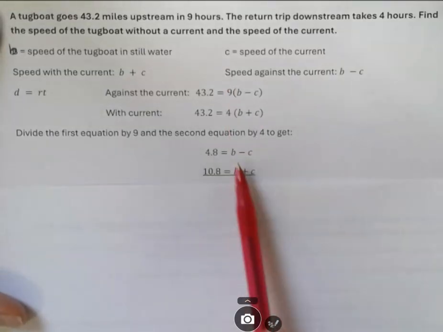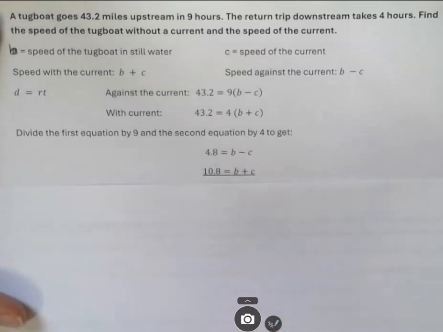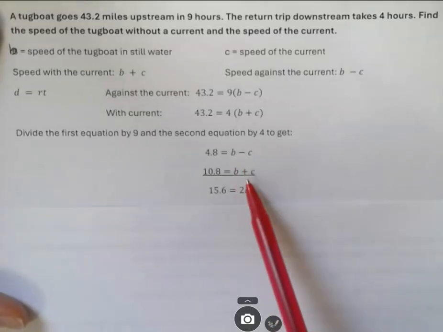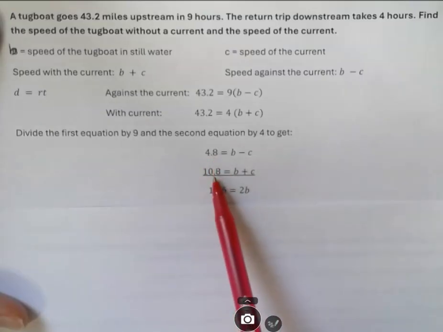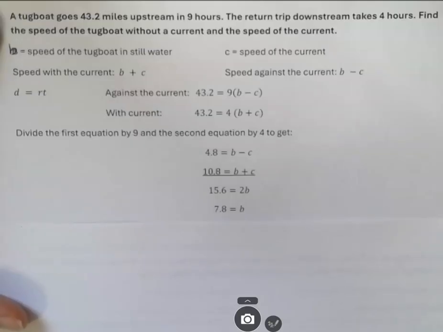And so now I can just add these two equations together using the addition property or elimination property, whichever way you call it. Add those together. It's going to eliminate those C's and just tell me the B that I wanted. So 4.8 plus 10.8 is 15.6. And if I divide both sides by 2, I get B equals 7.8.